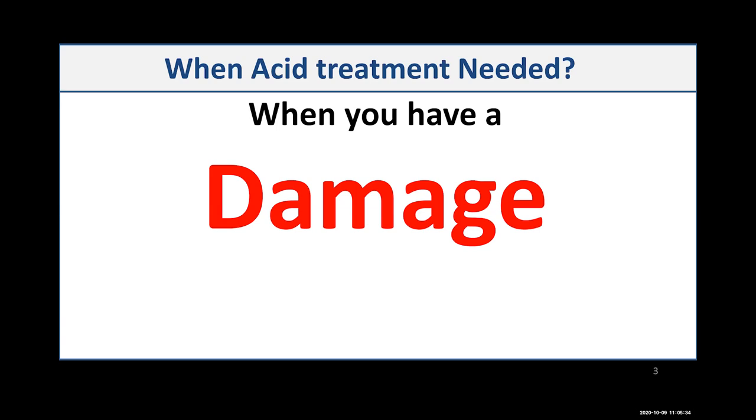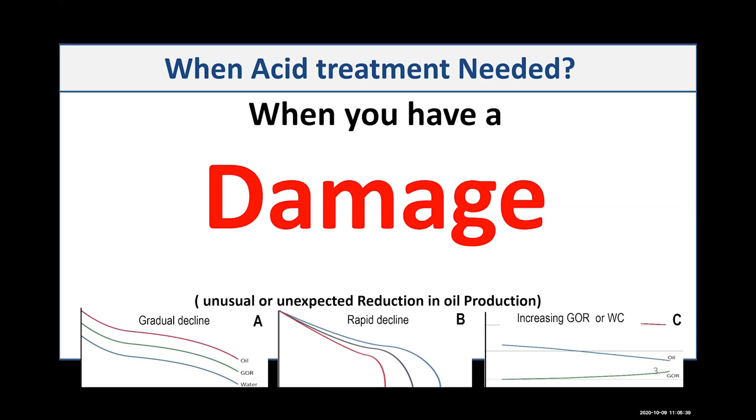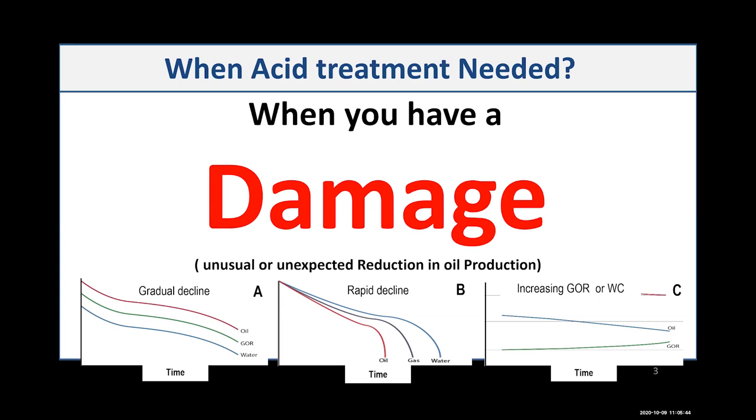And the way that you know that you have a damage is just a simple definition. You have an unusual or unexpected reduction in oil production. This can happen gradually. You can see slightly you are losing your production, not the way that the reservoir engineer is expecting or the model can give you. And that can give you evidence that you are building scale with time. So you have a slow reduction in the oil production, or you suddenly lose your production.